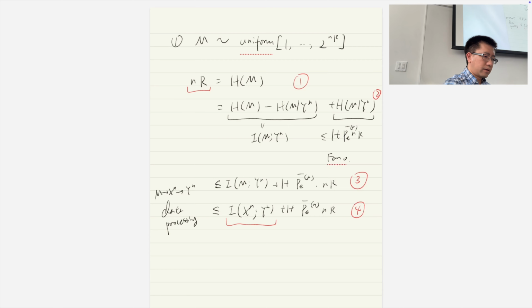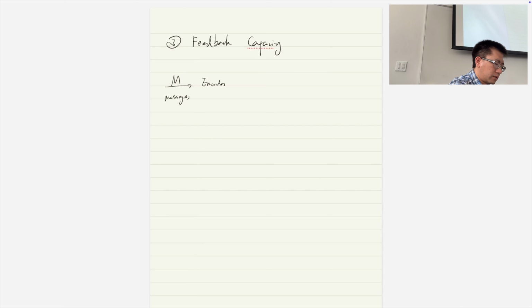Okay, next we need to talk a little bit more on this feedback channel capacity. So this is very interesting, right? Now let's consider a different channel. Before, what we considered is that we have an input message m, so that's our message, and then we have a channel encoder. We assume the m is uniformly distributed, of course, here. Later, we're going to relax that condition.